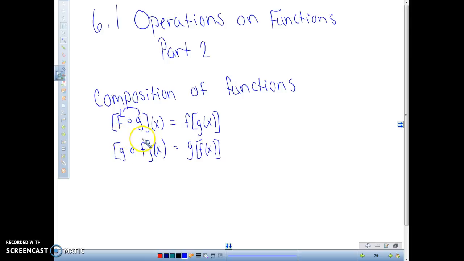On the second one, you would take F and plug it into the function G. So these are also the notations. The F function evaluated at the G function. And then on this one, it's the G function evaluated at the F function. And we're going to do some examples here in a second.